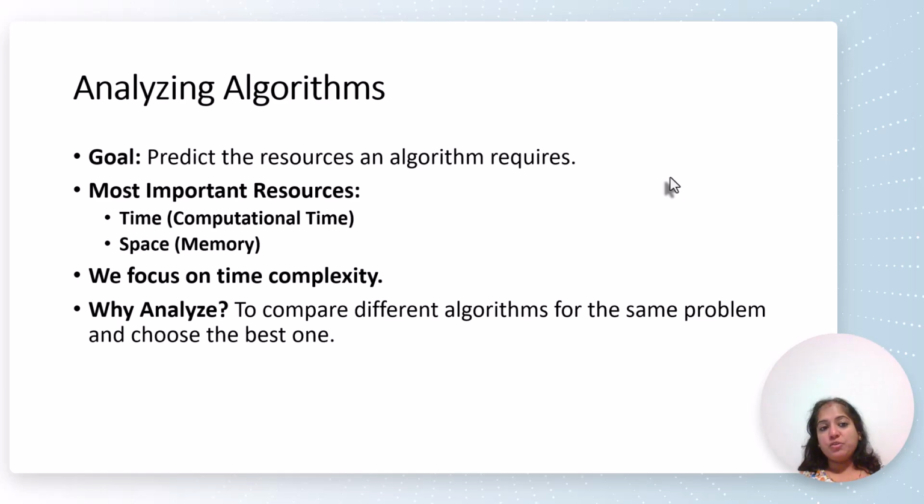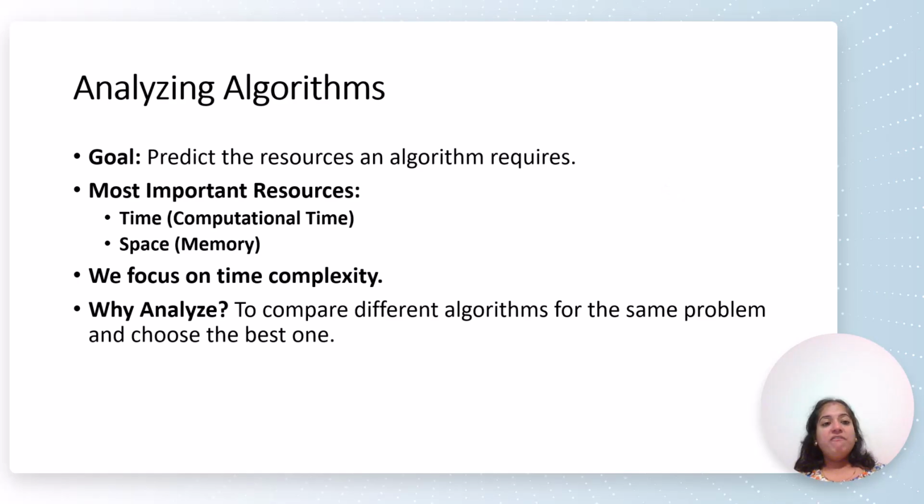Which algorithm we should use. So we use the analyzing algorithm, which helps us decide which algorithm is good to perform a certain task. Then we check it, we analyze it in terms of time and space. Time: how much computational time it is taking, and space: how much memory it is taking for execution. But here we will focus on the time complexity.